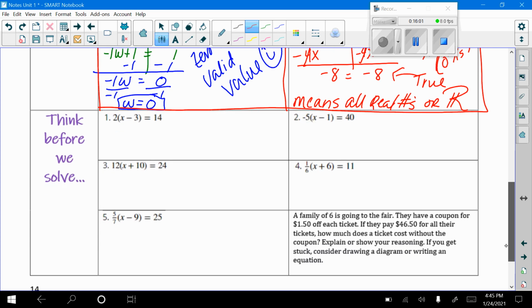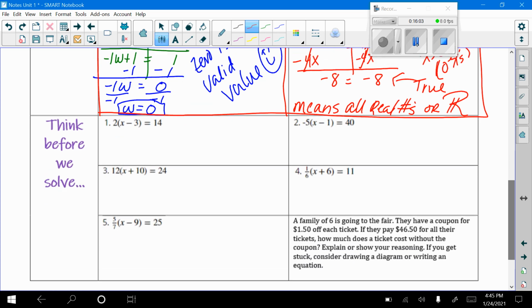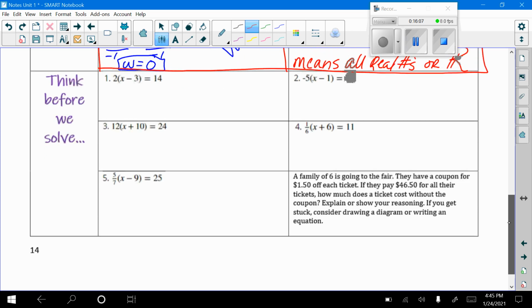All right, so the next part, we can think before we solve a little bit, or we can use the distributive property. Either way is just fine, but if you can think before you solve, it might make life a little bit easier. You can always distribute. So if I distribute, it's going to be 2x minus 6 equals 14. Add 6. 2x is equal to 20. Divide by 2. X equals 10.